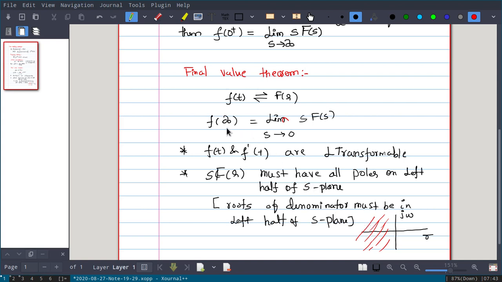So what is that formula? I want to know the final value. What is the final value? That is nothing but s into F of s, with the limit s tending to 0.